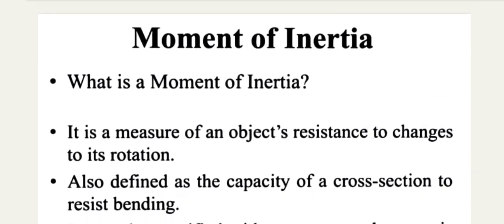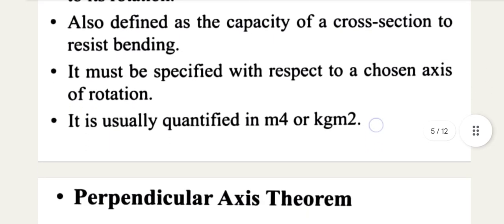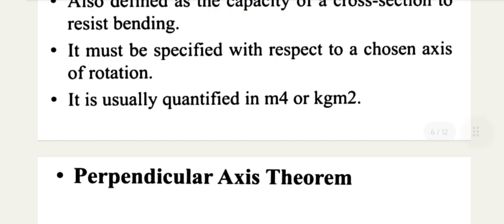Then moment of inertia. First, what is a moment of inertia? It is a measure of an object's resistance to change in its rotation, also defined as the capacity of a cross section to resist bending. It must be specified with respect to a chosen axis of rotation. It is usually quantified in meter to the power 4 or kilogram meter square.